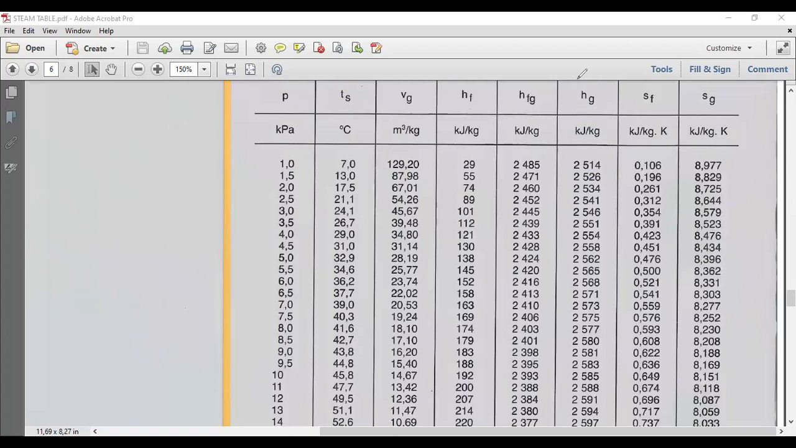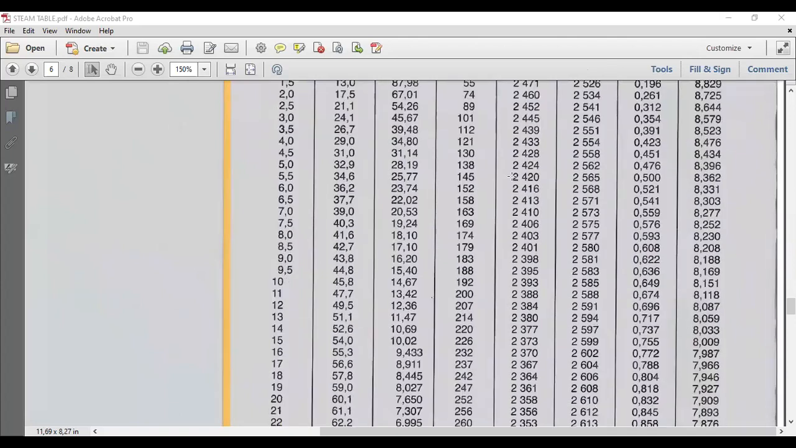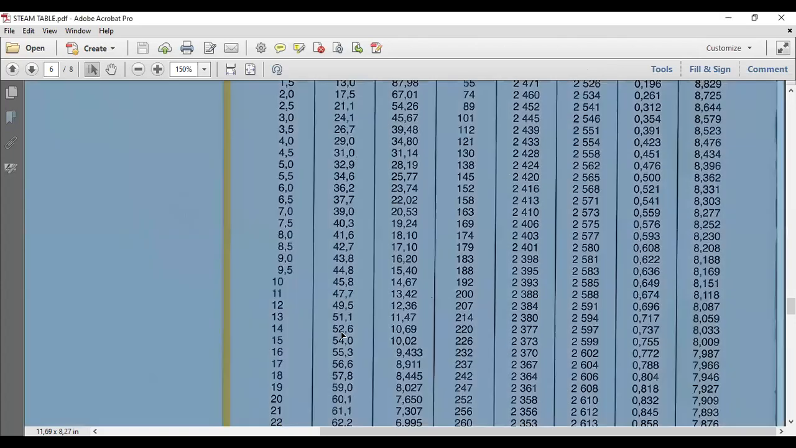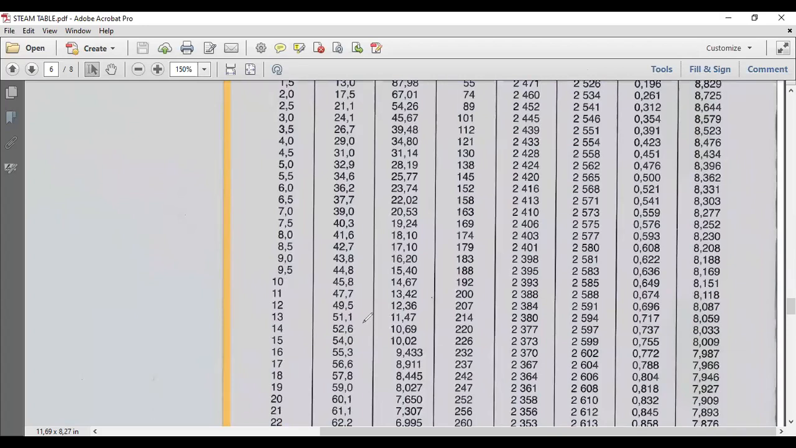So we go under temperature. This is 54, our temperature TS. We go straight to the 60 column. This is our Hg, the corresponding value, which is 2599. As we saw, the units are kilojoules per kg. So this is the corresponding Hg when our temperature is 54 degrees Celsius. This is how you answer this type of question.